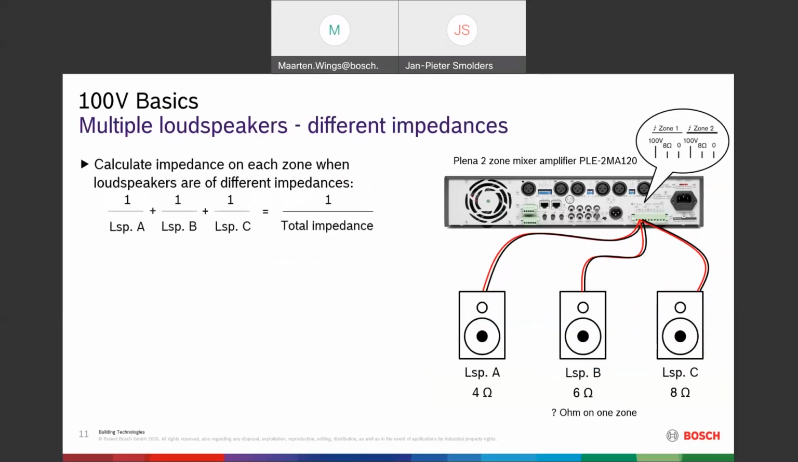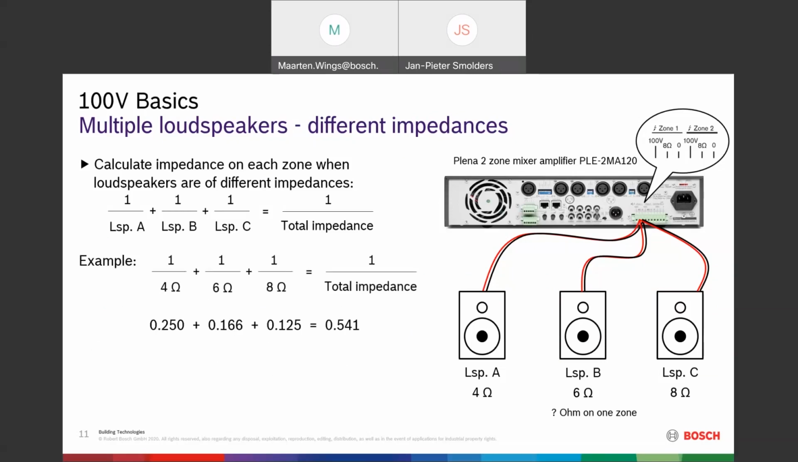It gets even worse if you have multiple loudspeakers, because they can also have different impedances. How can you calculate that then? There is an equation like this. You see here on top, the first loudspeaker impedance is 4 ohm, the second one is 6 ohm, and the third one is 8 ohm. If we fill that into this equation, we can calculate the total impedance by adding this all up.